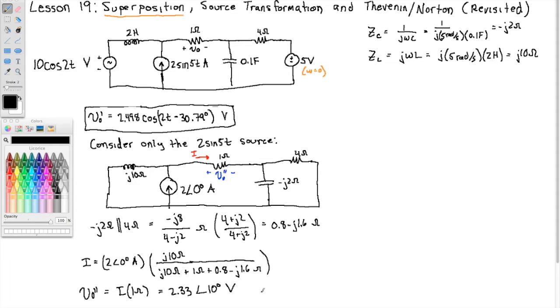volts. So if I transform that back to the time domain, this is 2.33 times the sine, because we started with a sine, the current source is a sine there. Sine of 5t plus 10 degrees volts.